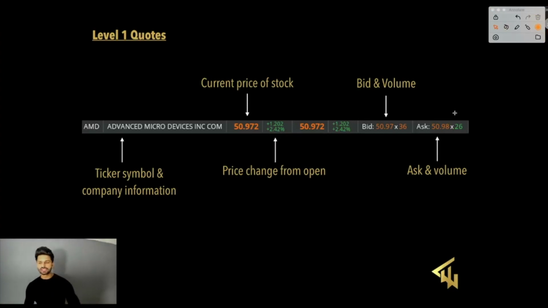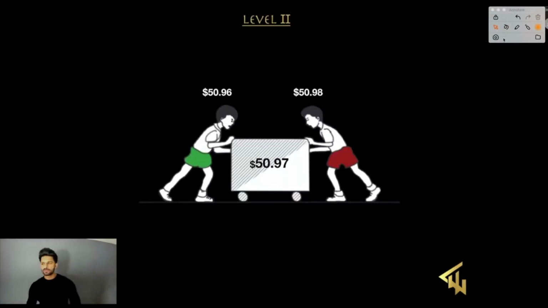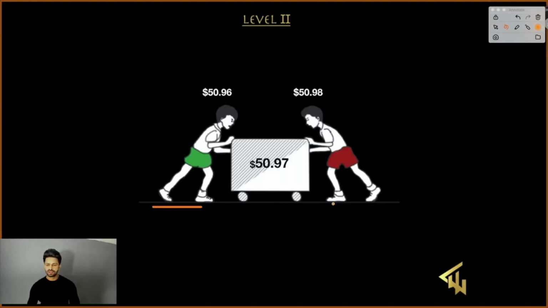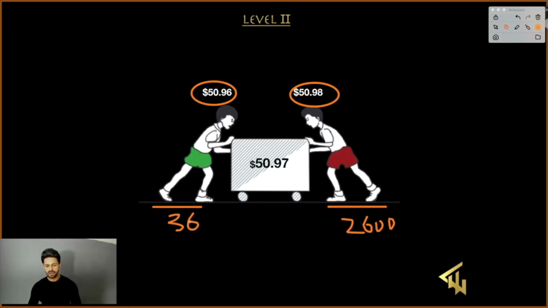So let's break this down into an illustration. Let's say this is your buyer, this is your seller. The buyer wants to buy AMD for $50.96, while the seller wants to sell it for $50.98. And then we have the amount of shares that they are trying to sell. This is the illustration I'm going to use to help you understand how level 2 works, and then we will translate this data into looking at the tape to have a better understanding of how to read the level 2.